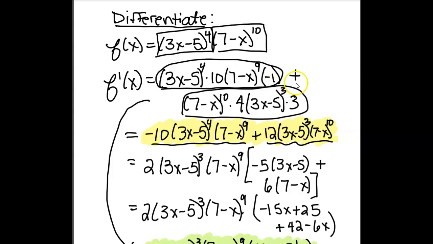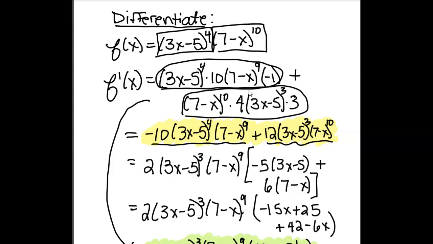Then we add, as part of the product rule, the second function, 7 minus x to the 10th power, multiplied by the derivative of the first. That brings down the 4 to the front and leaves the 3x minus 5. The new power becomes 3 by the power rule, and then the derivative of the inside is a 3 that you multiply back here. So that's our product rule: the first function times the derivative of the second, plus the second function times the derivative of the first.